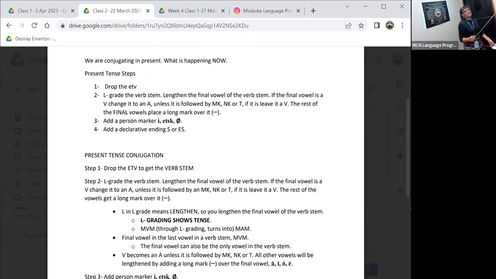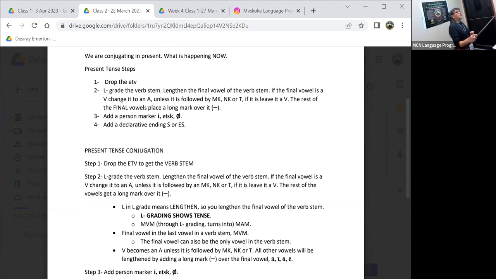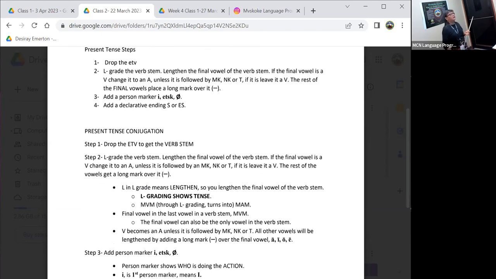All right, the simple sentence, present tense. We're conjugating in the present tense. What's happening now? That's what module 1 is, what's happening now. We're going from I, you, and then the third person in this module. So present tense steps: drop the ETV, and I will show you guys how I do each step, but right now we're just going through the rules. The second one is you L-grade the verb stem, you lengthen the final vowel of the verb stem. If the final vowel is a V, change it to an A unless it's followed by MK, NK, or T. If it is, leave it a V. The rest of the final vowels get a long mark over it.